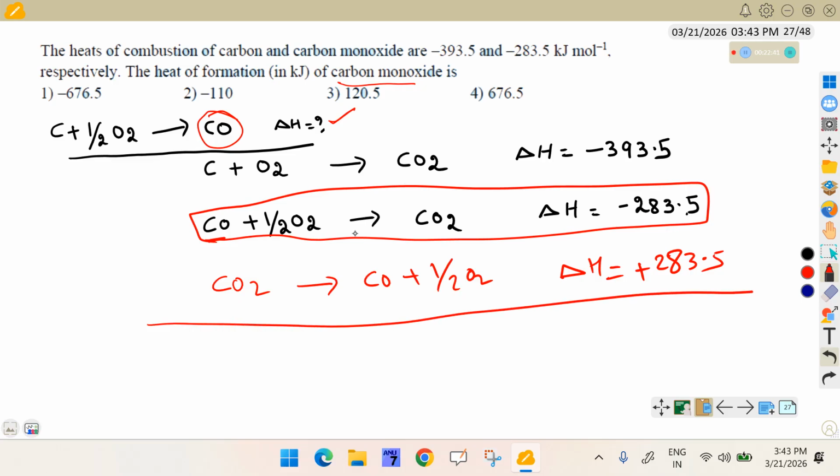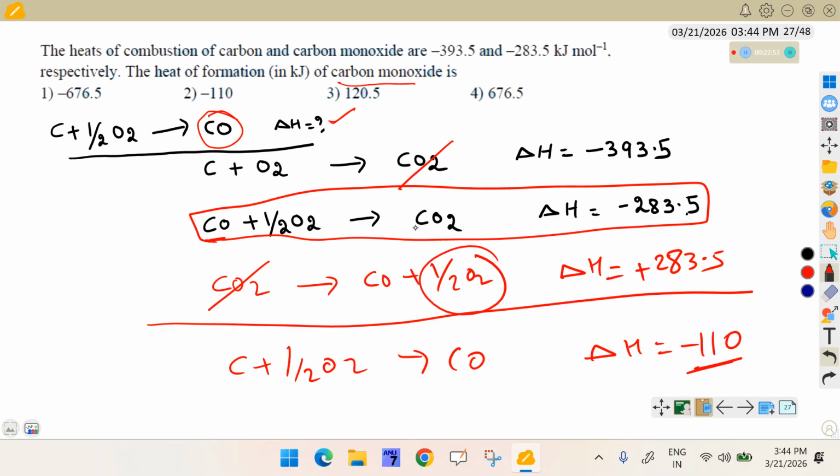First equation as it is. CO2 cancels. Half O2 is shifted to the left side. Then C plus half O2 gives rise to CO. The value of delta H is equal to minus 110. Second option.